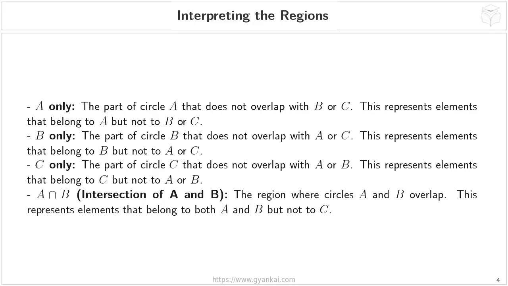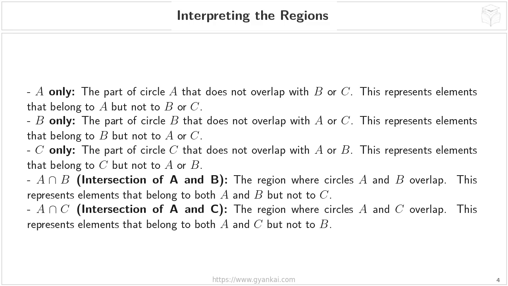A intersection B, written as A cap B, represents the elements that are in both set A and set B. Remember, the intersection means "and". However, crucially, this region excludes any elements that might also be in set C. A intersection C, or A cap C, is the area where the A and C circles overlap. This represents elements that are in both A and C, but not in B.